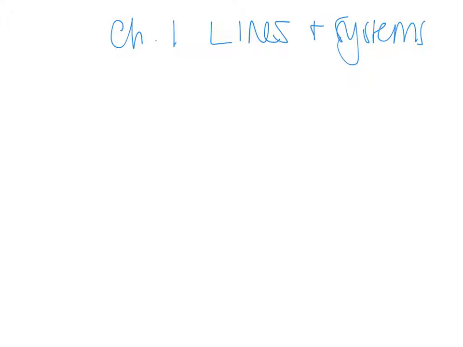Chapter 1, we learned linear systems and lines. So lines and systems is the first chapter that you need to learn. And all you're doing in that chapter is you're solving graphically, you're using elimination, and you're using substitution to solve a linear system. So it's a short chapter. We did a little bit of it again in chapter 2 and 3 with shortest distance, but it doesn't cover everything, so it's important to still go over chapter 1.